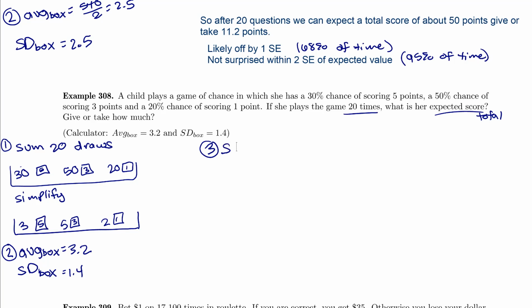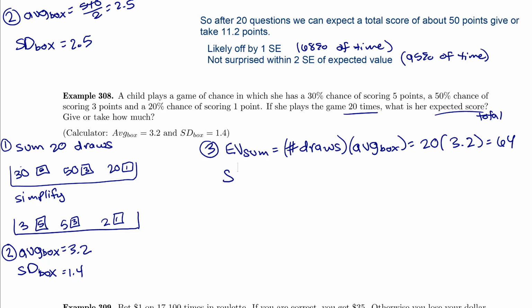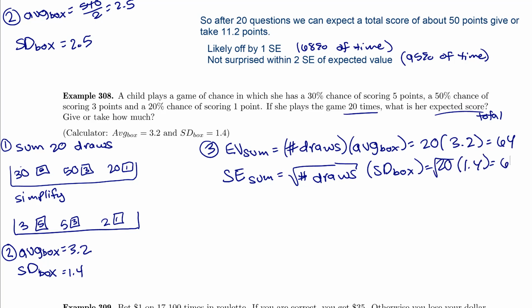Step 3, find the expected value and standard error. So expected value, my sum, is number of draws times the average of the box. So 20 times the average of the box is 3.2. And so that gives me 64. And the standard error of the sum is equal to the square root of the number of draws times the standard deviation of the box. So square root of 20 times 1.4 gives me 6.26.